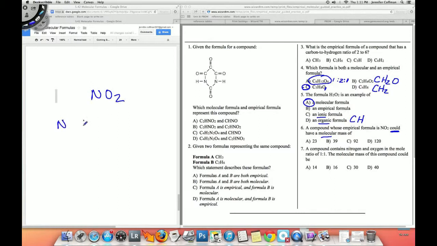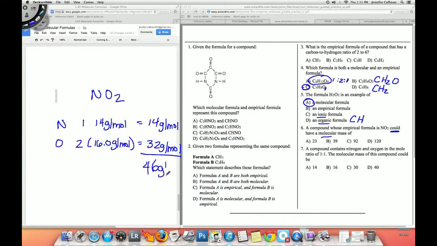N, you have one of them, and it weighs 14 grams per mole. So that gives us a total of 14 grams per mole. My pen's going slow. I'm terrified that it's going to die on me again. Okay, oxygen, you've got 2 of them at 16.0 grams per mole. So that gives us a total of 32 grams per mole. So 14 plus 32 is 46 grams per mole.